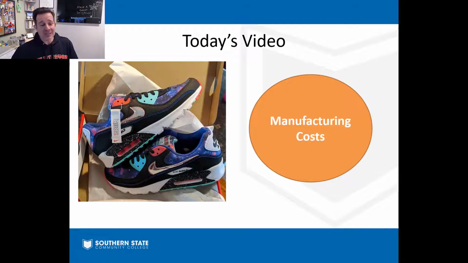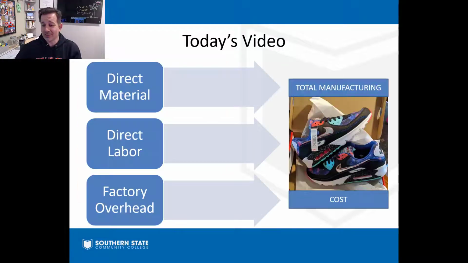Like I said, we'll use Nike as our example, and we'll talk about what goes into manufacturing that sneaker at Nike from a cost standpoint. I will be discussing three components of product cost: direct material, direct labor, and factory overhead. And what happens is we add the three together. Direct material plus direct labor plus factory overhead equals our total product cost or manufacturing cost.